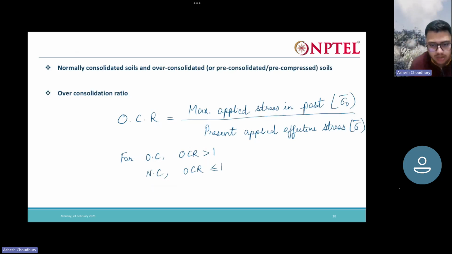Now for normally consolidated soil, whatever load you are applying presently, that is only the maximum stress that it has taken, right? If it is a virgin soil and you are applying the load, first you apply 50, then 100, 150, then 200. Now 200 is the maximum the soil has taken. The max stress applied in the past is 200 and the present applied stress is also 200. So for normally consolidated soil, the OCR is 1.